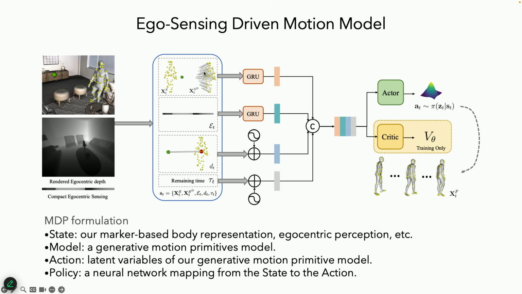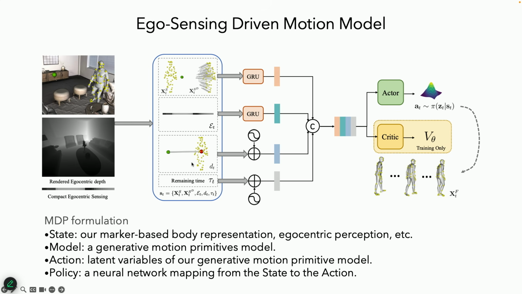So overall, this model is an MDP formulation. So we have state. The state basically includes our body representation, which is a marker-based body representation. I'm not going into the details. Basically, we represent the human body with a set of about 60 markers, 3D locations, to represent this human's location and motion, right? And we also have this egocentric perception feature to represent the environment. We also have the distance to the goal.